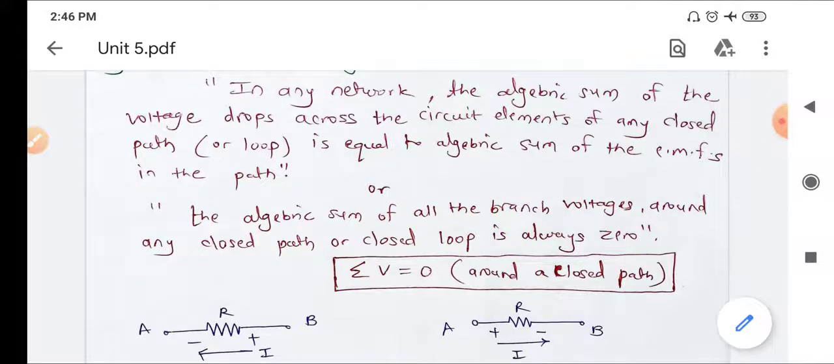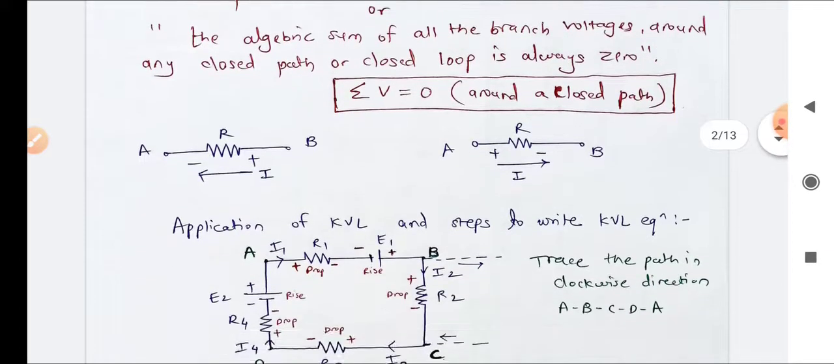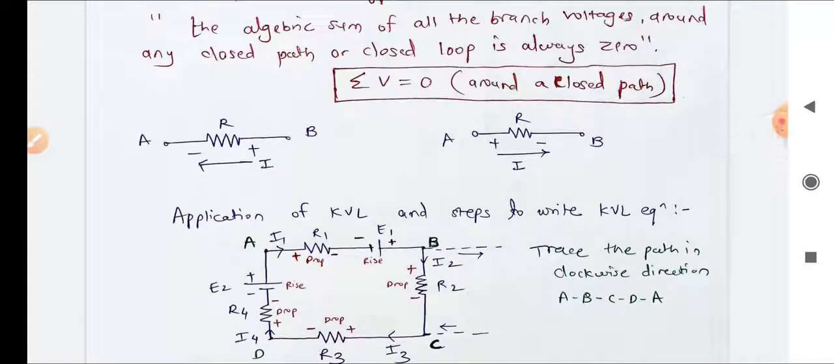But before moving towards the potential rise, that is nothing but voltage rise and voltage drop in a particular circuit, we will see how to give sign conventions to each element in the particular loop or particular network. While solving the examples using KVL, it is necessary to assign signs across each resistor. So here two figures are present.